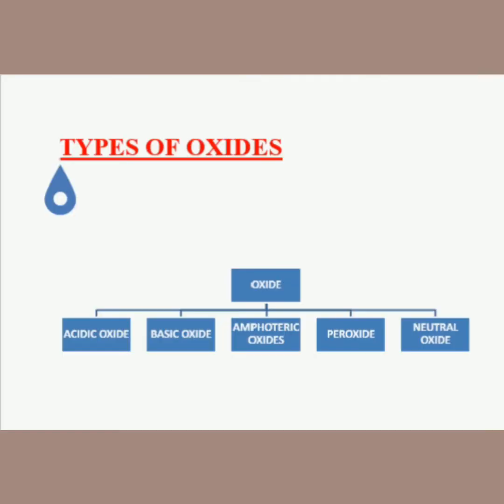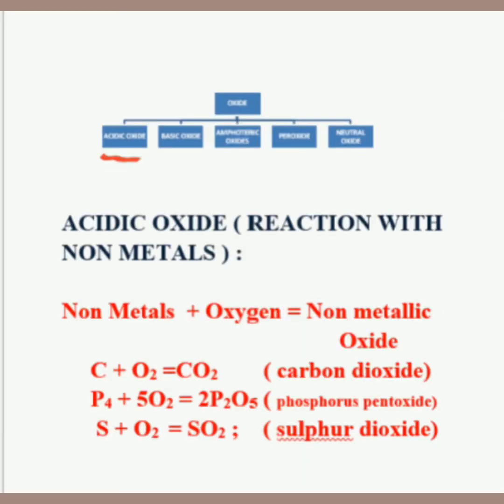Oxides are broadly categorized into five categories as shown in the picture, and they are acidic oxides, basic oxides, amphoteric oxides, peroxides, and neutral oxides. Discussing briefly the acidic oxide varieties: oxygen on reaction with nonmetals forms non-metallic oxides which are called acidic oxides. Let us see for example oxygen reacting with carbon, a non-metal, to form carbon dioxide, and another non-metal, phosphorus, to form phosphorus pentoxide, and also sulfur to form sulfur dioxide.